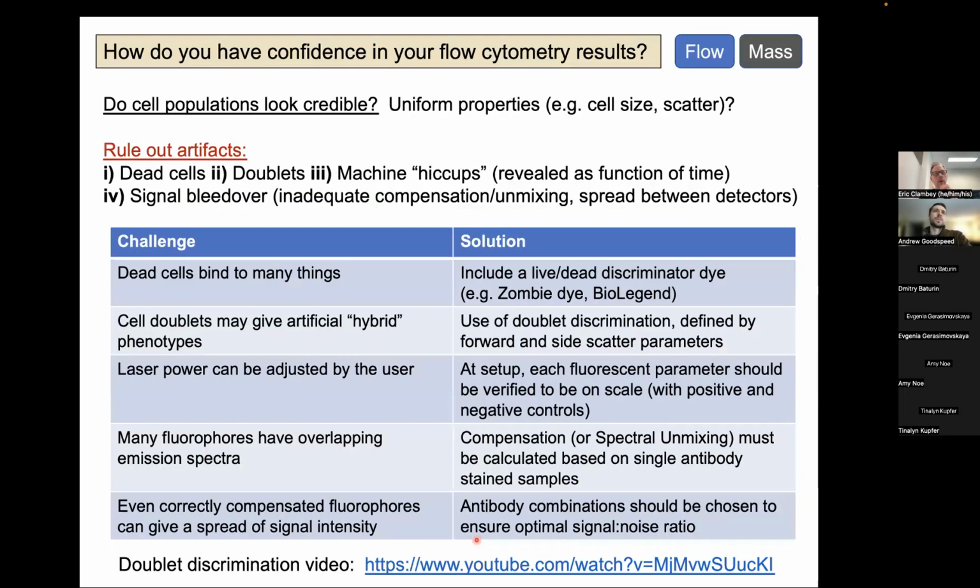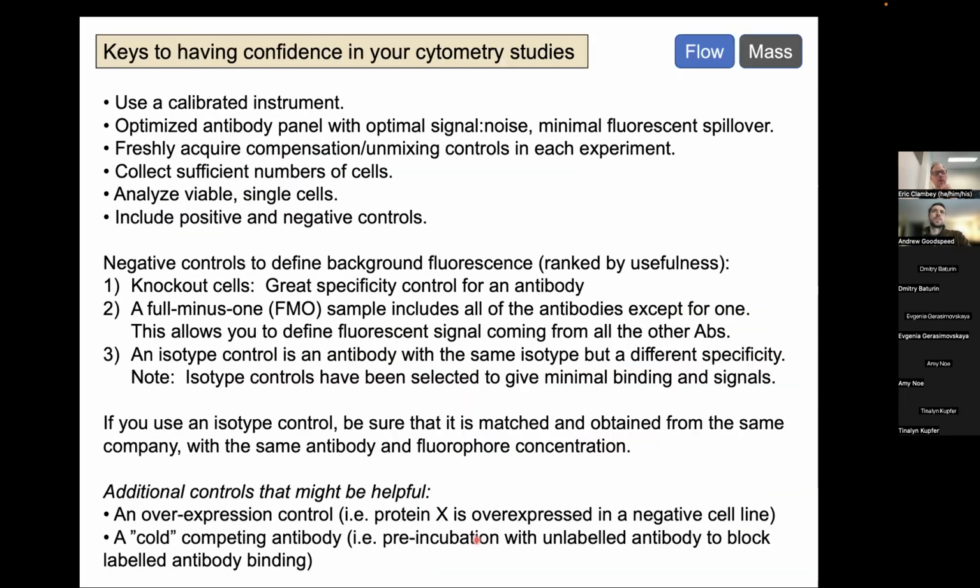Okay, so ultimately, the goal here is for you to have confidence in your cytometry studies. So obviously you need to use well-calibrated instruments. You need to optimize your antibodies and have robust samples. I can't emphasize enough, you have to have controls, okay? Those single stain controls to allow for signal correction for flow cytometry are essential.